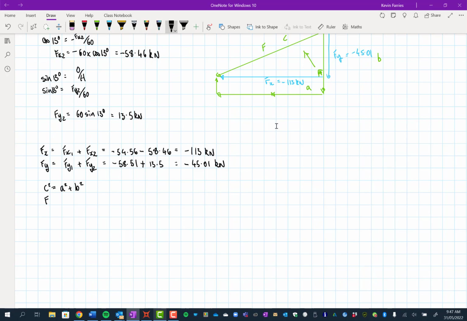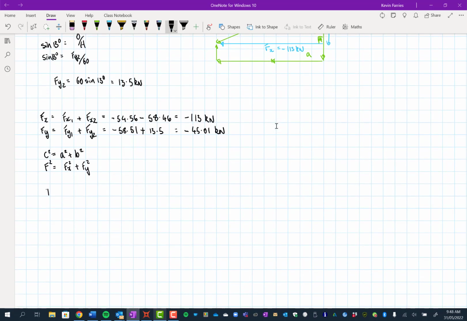In our case, that's Fx squared plus Fy squared. It doesn't say that, it says F squared equals those. And so to get F, you need to take the square root of those, which is equal to the square root of, nice, 113 squared. Now you don't really need to write the negative in there. When you square a negative, you get a positive.